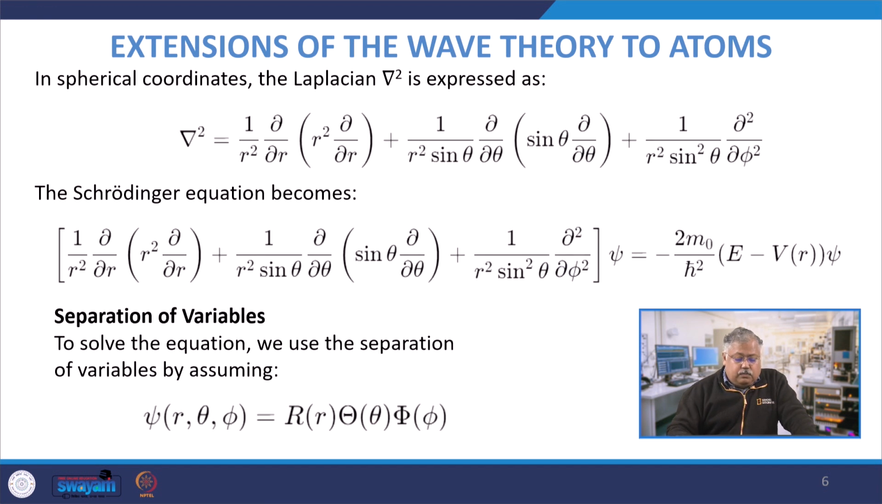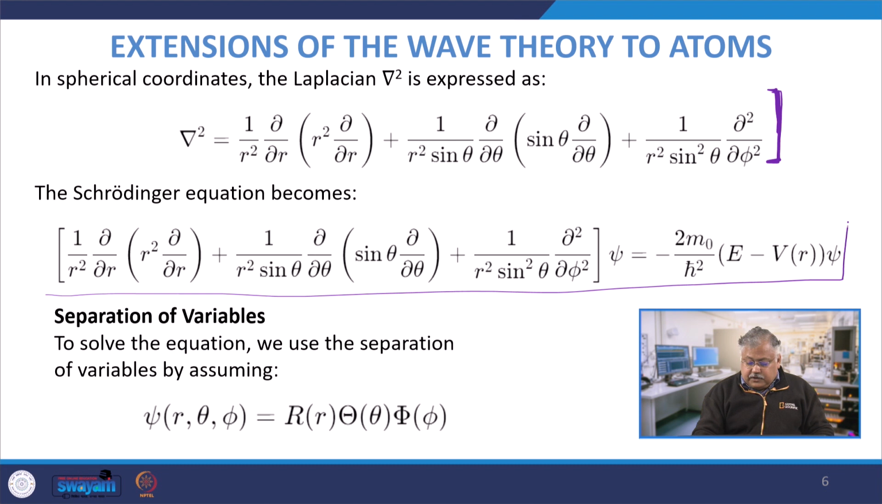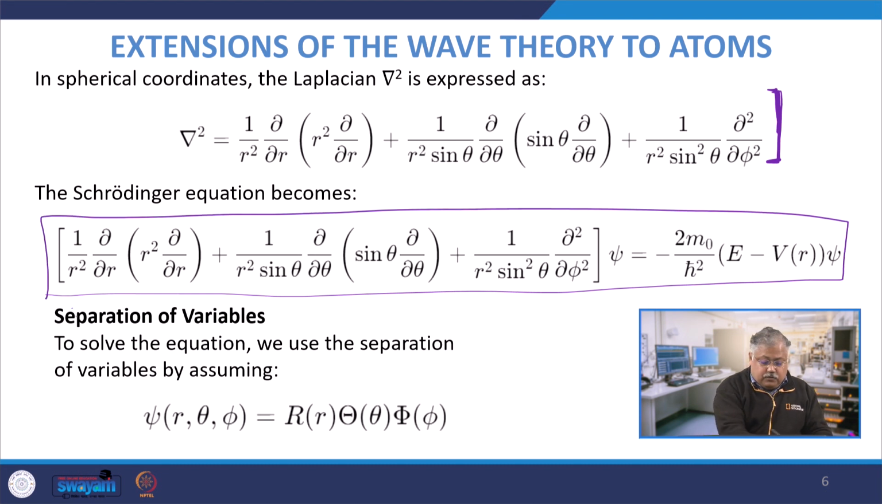Now in the spherical coordinate system, this del square, which is basically the Laplacian operator, can be written in the form shown here in the slides. These are standard mathematical notations which we use. What we do is pick this up and place it in the Schrodinger wave equation, which looks complicated, but if you look carefully, it is almost the same as the 1-dimensional spatial Schrodinger wave equation you have learned.